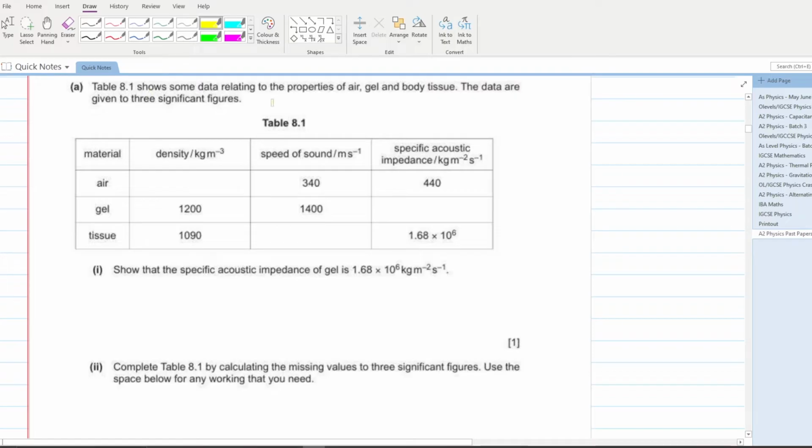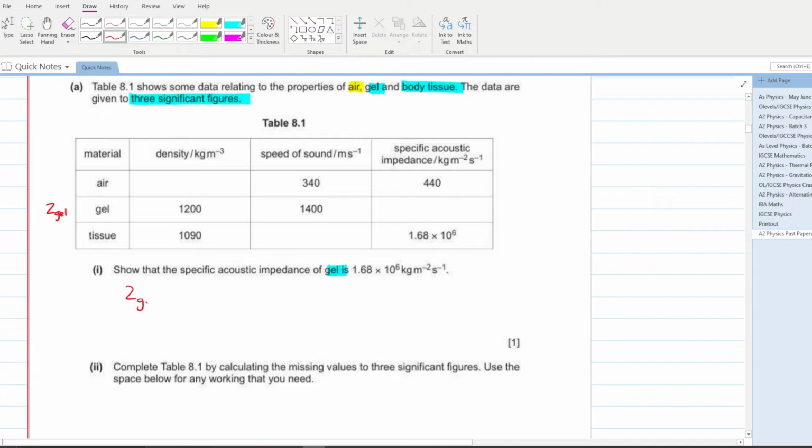Table 8.1 shows some data relating to the properties of air, gel and body tissue. The data are given to 3 significant figures. Show that the specific acoustic impedance of gel is this value. You have to show that for gel, the Z of gel is equal to this value.